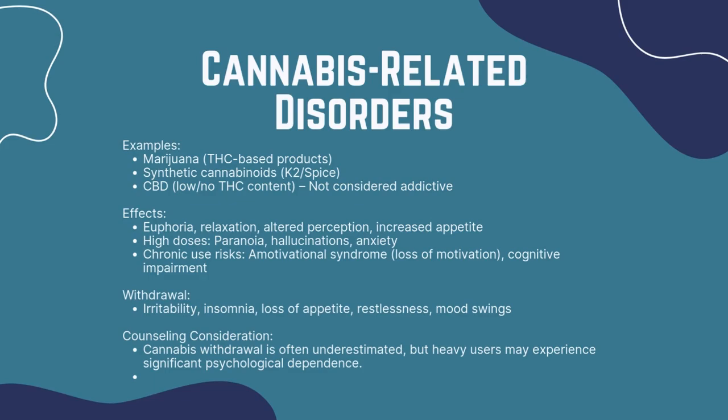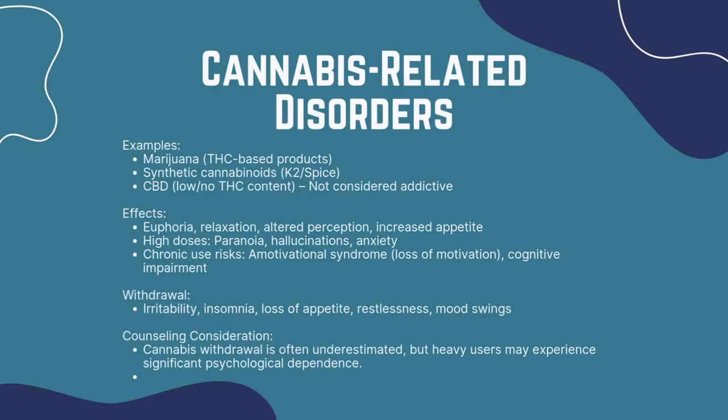The primary psychoactive component in cannabis is tetrahydrocannabinol, aka THC, which is responsible for its euphoric and mind-altering effects. Cannabis can induce relaxation, altered perception, and increased appetite, but at high doses, it may also cause paranoia, hallucinations, and heightened anxiety. Long-term use has been associated with amotivational syndrome, where individuals experience a lack of drive, difficulty focusing, and reduced interest in goals and responsibilities.